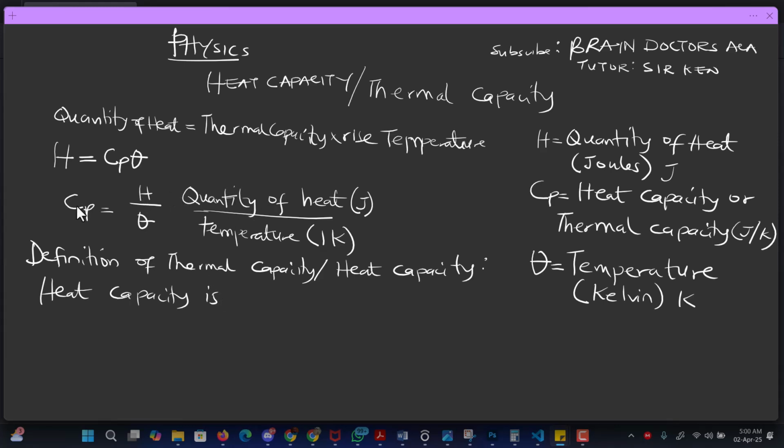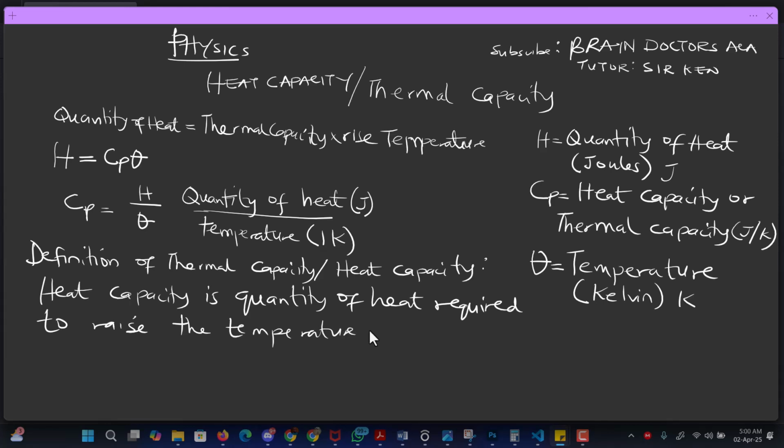is the quantity of heat. Remember, heat capacity is the what? Quantity of heat required to raise the temperature of a body by what? By 1 Kelvin. So that's it. Quantity of heat required to raise the temperature of a body by how many Kelvin now? By 1 Kelvin. That is exactly what you call heat capacity.